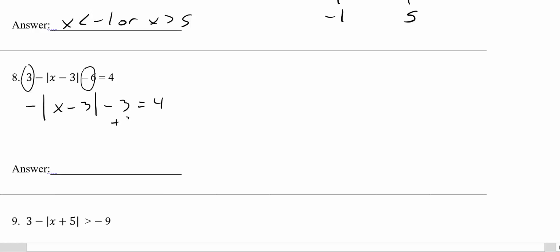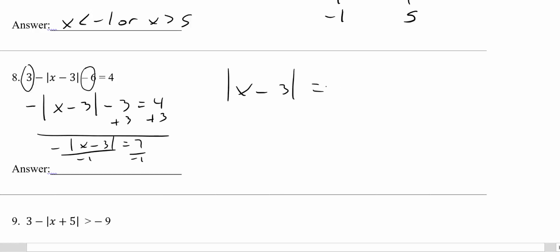I'm going to add 3 to both sides. So you get negative absolute value of x minus 3 equals 7. And I'm going to divide by negative 1. So this is what I get. I get absolute value of x minus 3 equals negative 7.